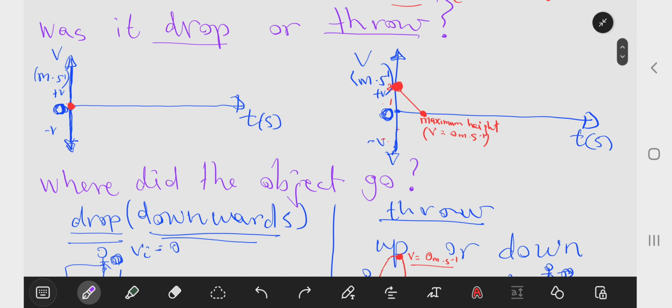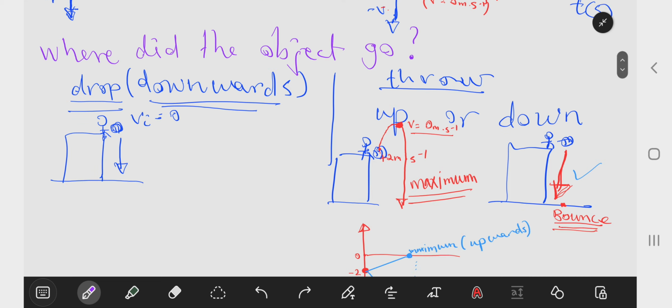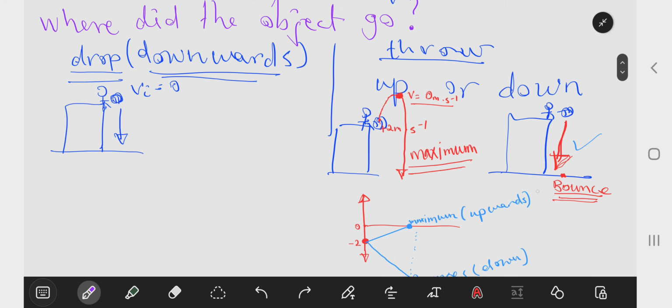And then the second question was, where did the object go? Was it thrown upwards or was it thrown downwards? Because if it's a drop, we said obviously it's going to go downwards due to the gravitational force, okay? And then if we were to identify whether it was thrown upwards or downwards, we check whether the object reaches maximum height first or it bounces first, right?